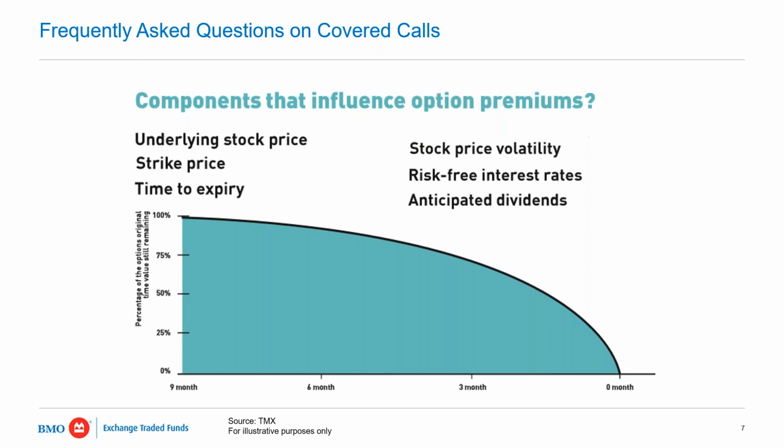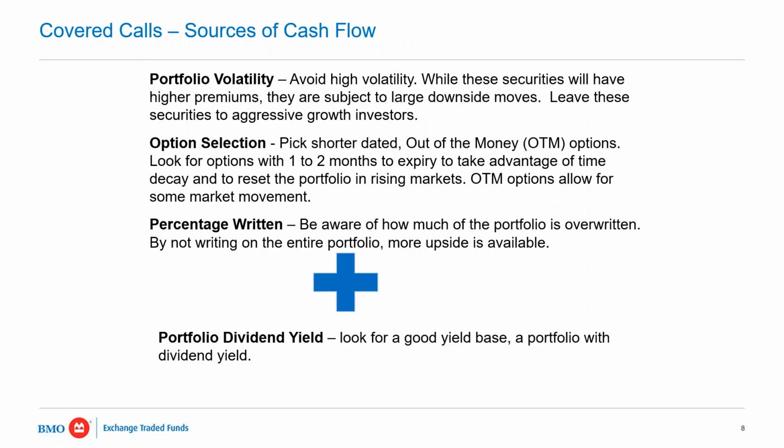Thanks for elaborating on that, Chris. Now let's talk a bit more about sources of cash flow with Inside. You talked about volatility already. Maybe dive a little more into the option selection piece and the percentage written, please.